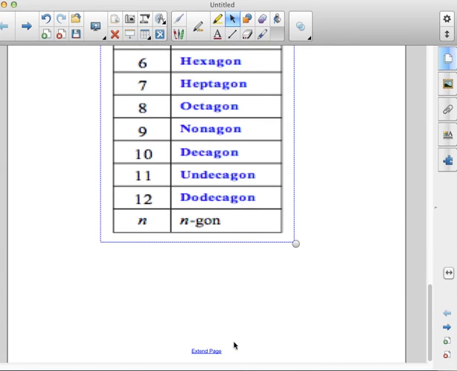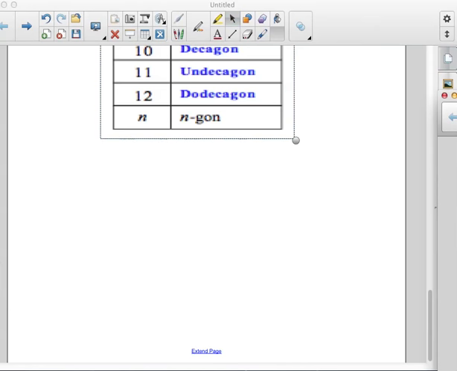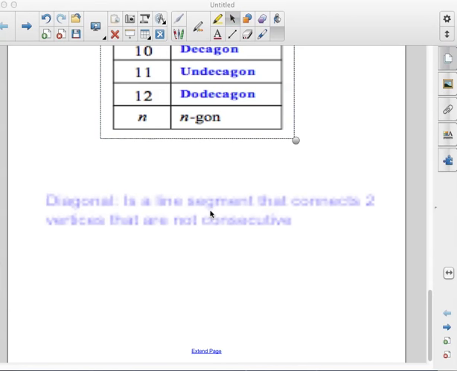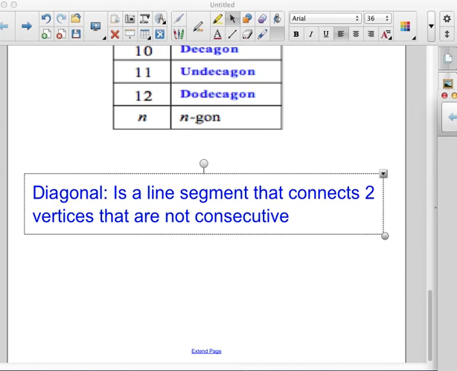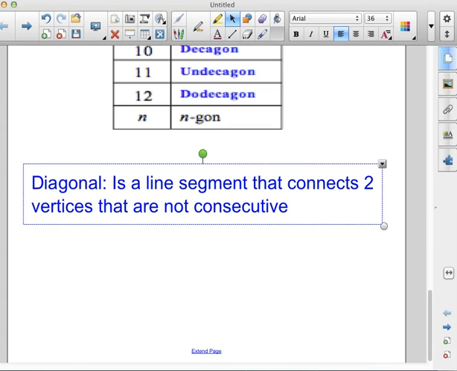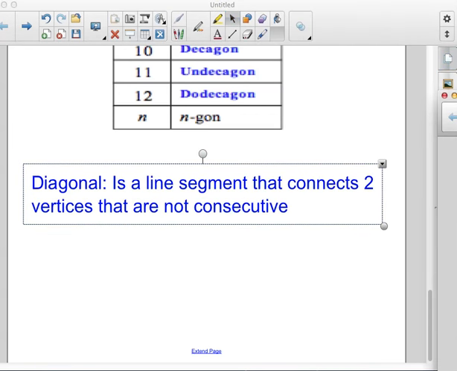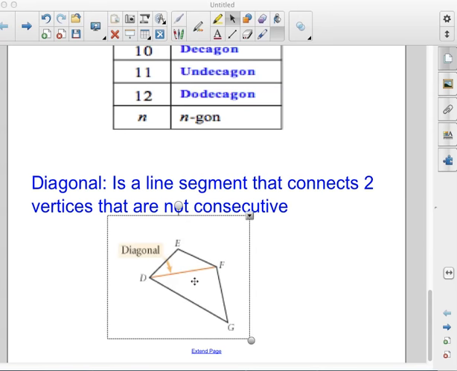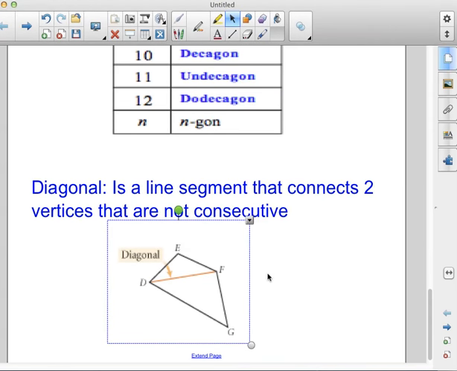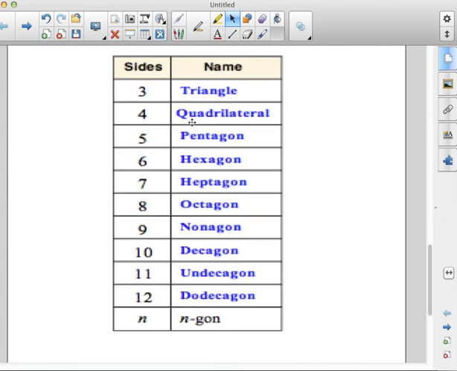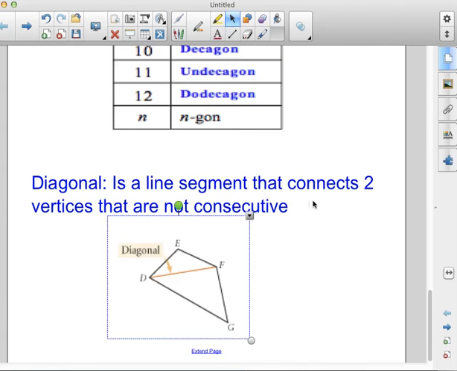Okay? Now, let's talk about a special component of polygons, and that is a diagonal. A diagonal is a line segment that connects 2 vertices that are not consecutive. So let's take a look here at this polygon, and this polygon would be called a quadrilateral. Why? Because it has 4 sides: 1, 2, 3, 4. And according to our list here, anything with 4 sides is called a quadrilateral.